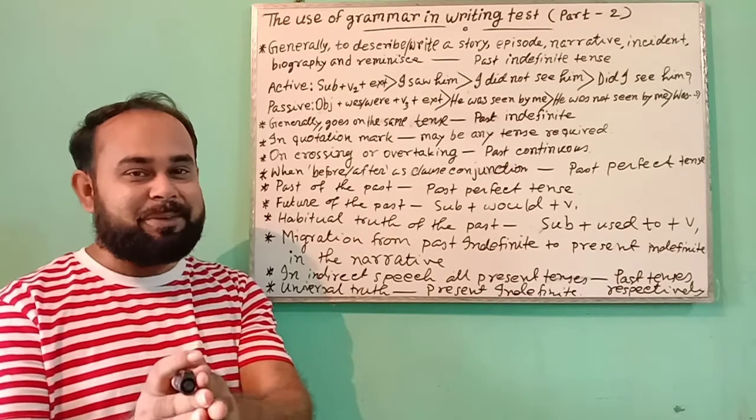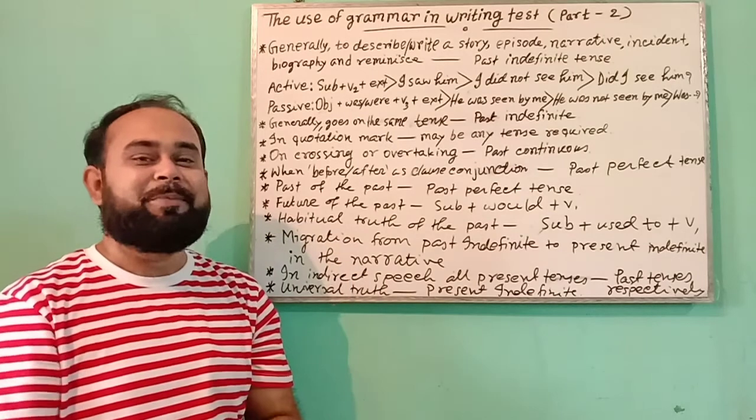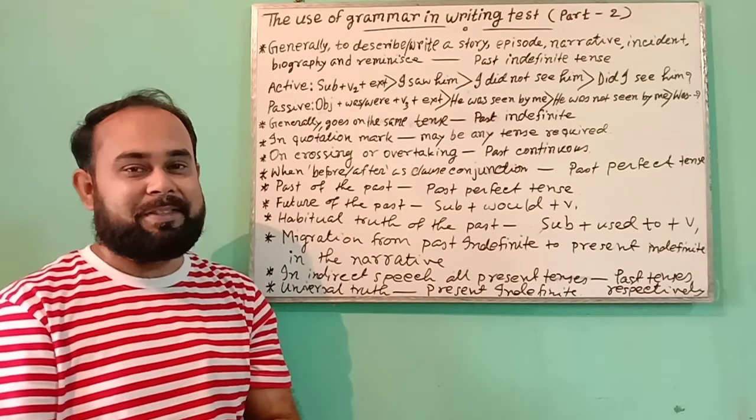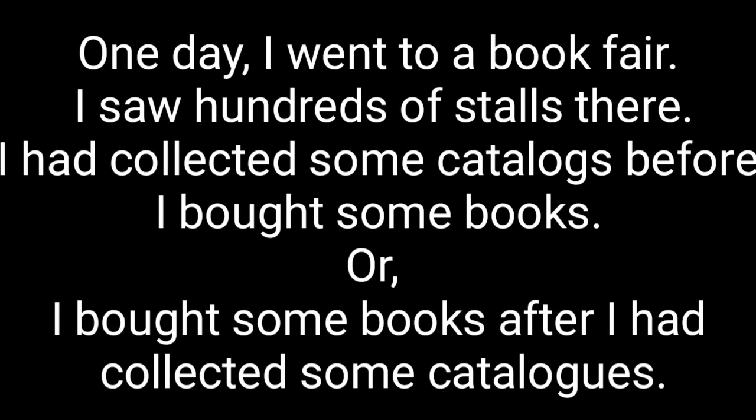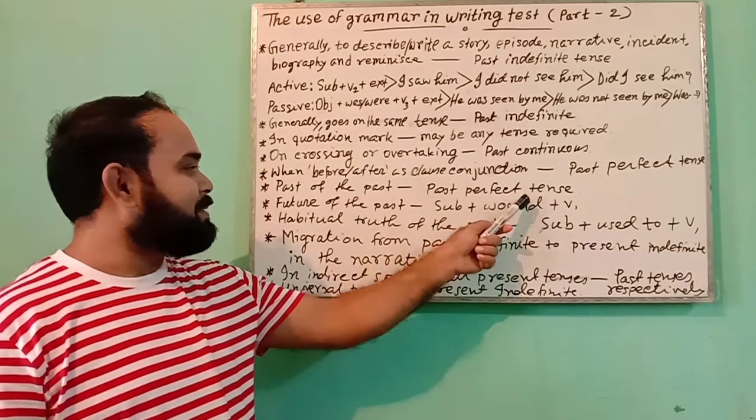Before you must use past perfect tense, and after you must use past perfect tense. For example, one day I went to a book fair. I saw hundreds of stalls there. I had collected some catalogs before I bought some books, or I bought some books after I had collected some catalogs. Then past of the past. Tense will be past perfect tense.